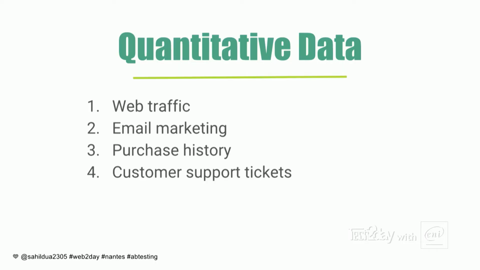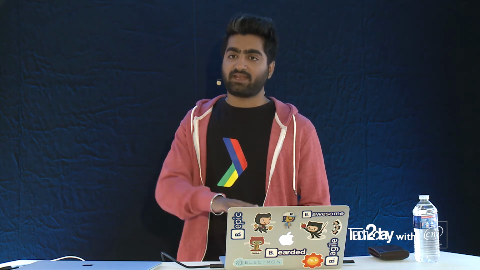And the quantitative data may be coming from web traffic or email marketing or any kind of analysis, any kind of data points that you may have according to whatever your product is. And it may also be coming from purchase history, if you have an e-commerce website or the like. And it may be coming from the pain points of the users, like customer support tickets, which are going to have the things that people are not really happy about, or they are having some complaints about your product. You may be using those to see where exactly you want to do an A/B test.